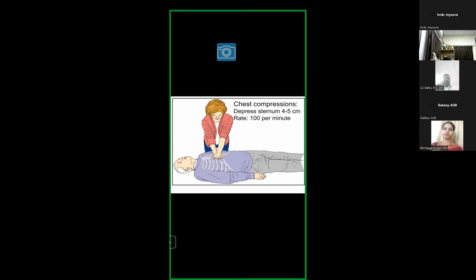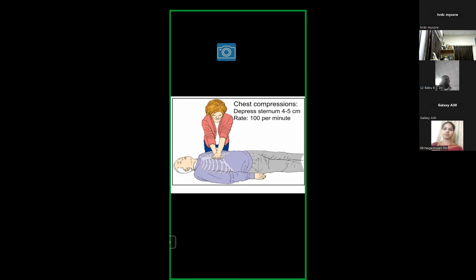So why do we do this? What is the objective of doing this? When you do this, the heart will get compressed, and once the heart gets compressed, the blood inside the heart gets pumped to the vital organs of the body. And the compression depth should be 4 to 5 centimeters or 2 inches or 1/3 of the width of the chest from front to the back.